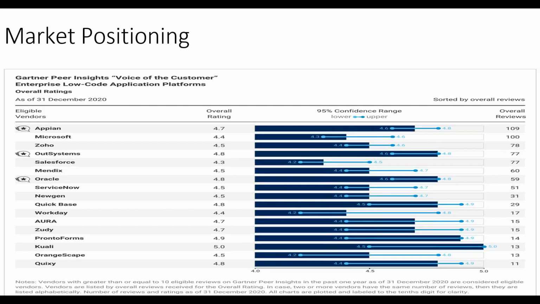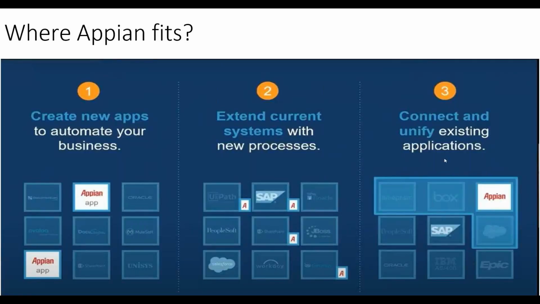As you can see, a survey was done, and it says that Appian was leading the market with an overall rating of 4.7, and it was in high demand for designing applications.